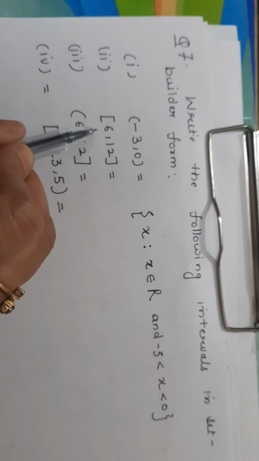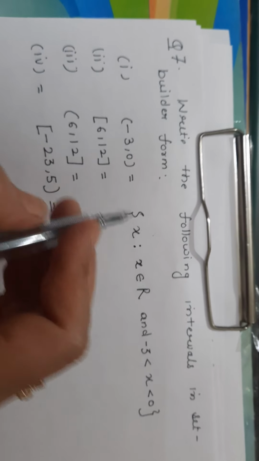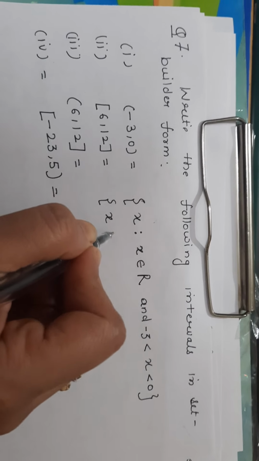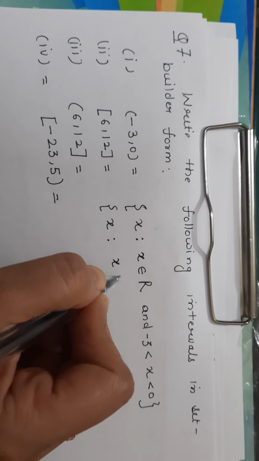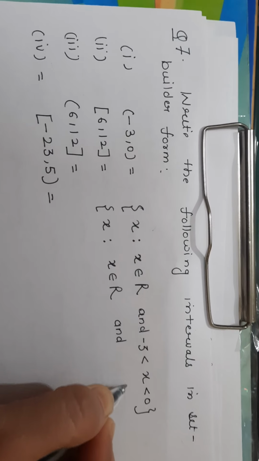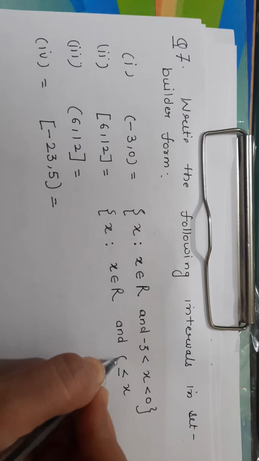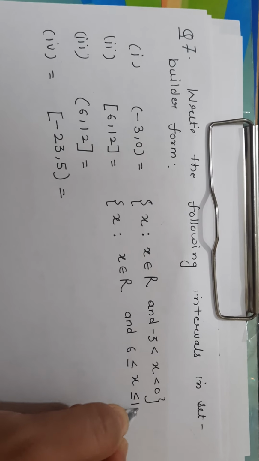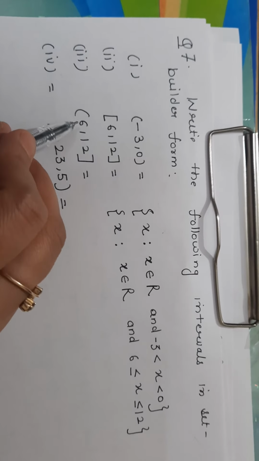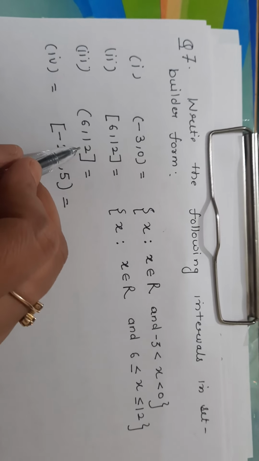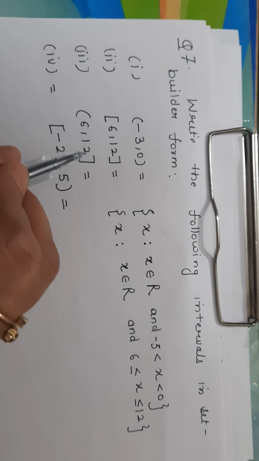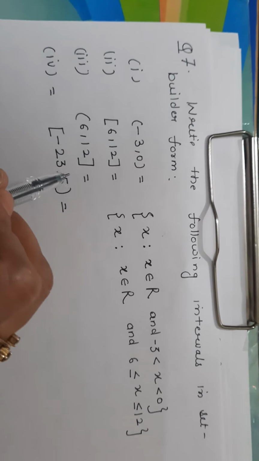The second part, close interval 6 to 12. So we'll write the curly bracket, set of those x where x belongs to real and x is greater than or equal to 6 but less than or equal to 12, right? The third part, open at 6 but close at 12, right? These types of intervals are known as either semi-open interval or semi-close interval, right?